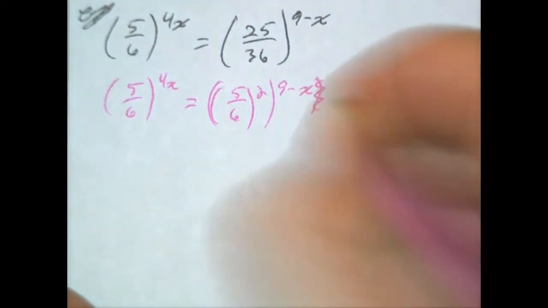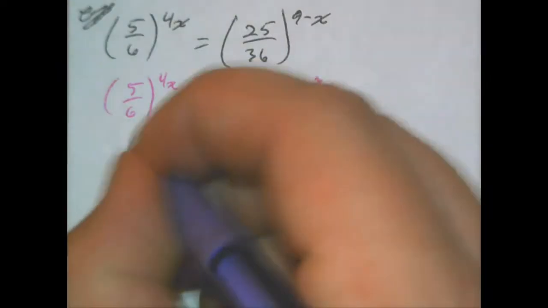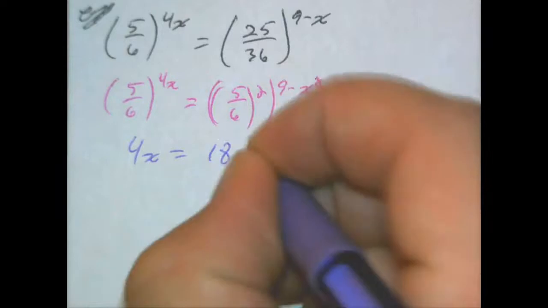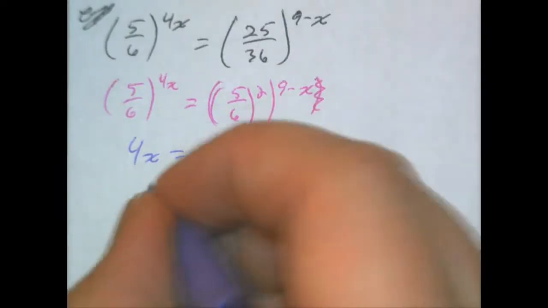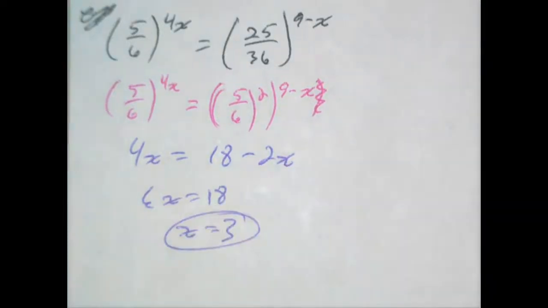Oh, I don't need that parentheses. I'm sorry, I shouldn't have written it. Okay, so then you can take this and solve from there. So you have 4x equals 18 minus 2x. Move over the 2x, so you have 6x equals 18. X equals 3. Happy day.